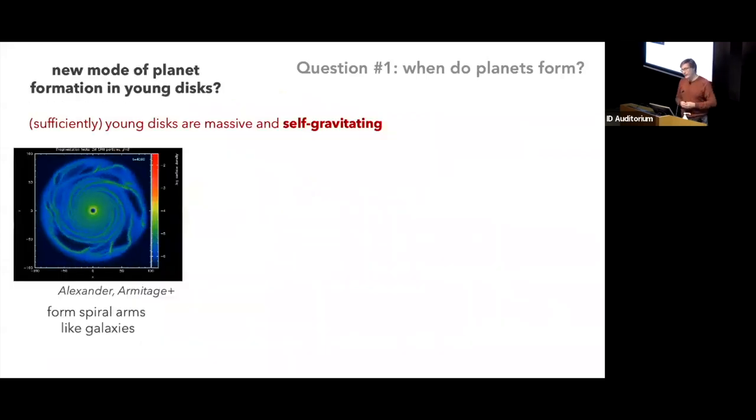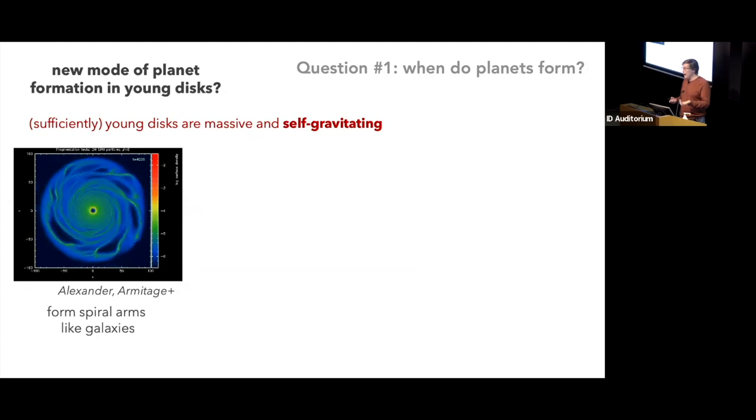Okay, so that's one possibility. Another possibility is maybe there's a new mode of planet formation. The possibility here is that if we go early enough, the disks around young stars would be, we think, more massive than the tenth of the stellar mass that I was talking about earlier. They might be half the stellar mass. At a sufficiently early time, there wouldn't have been a star at all, and so all of the material would have been infalling in some way.